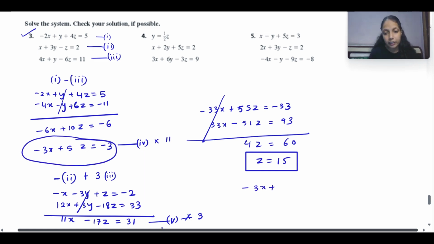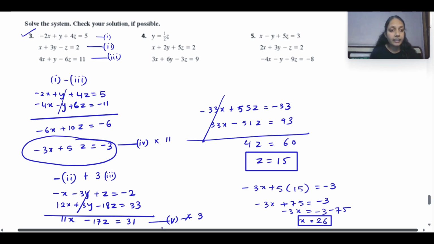Minus 3x, 5 times 15 equals negative 3. Negative 3x, 15 5s are 75, equals negative 3. This will be negative, so negative 3, negative 75. So x equals 78 divided by 3, which is 26. X is 26.